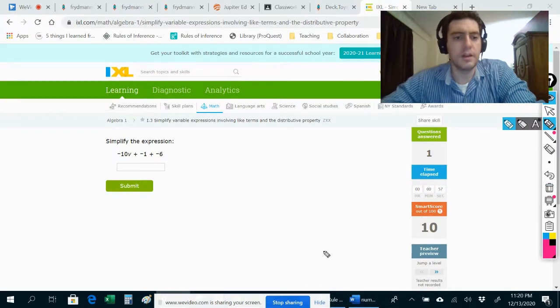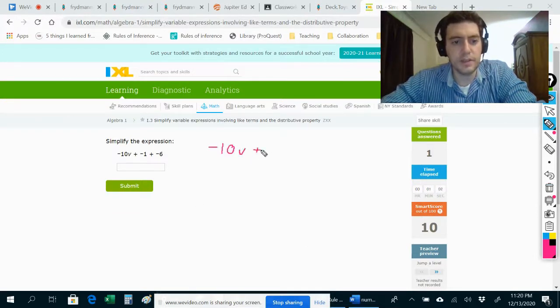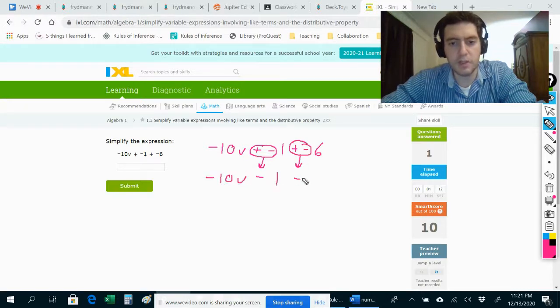All righty. Negative 10v plus negative 1 plus negative 6. So plus negative becomes minus. Again, plus negative becomes minus. So I have negative 10v minus 1 minus 6. So now this has a v. Neither one of these do. So I can combine these terms, but not with this one. So this one is just going to stay the same. Then I have negative 1 minus 6.